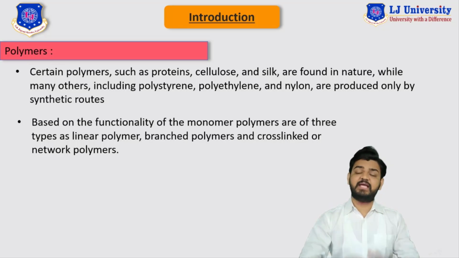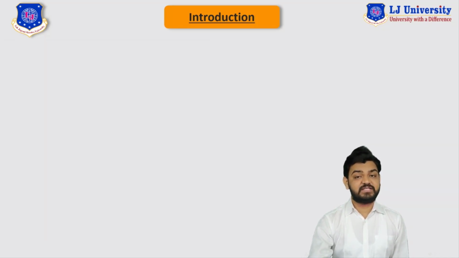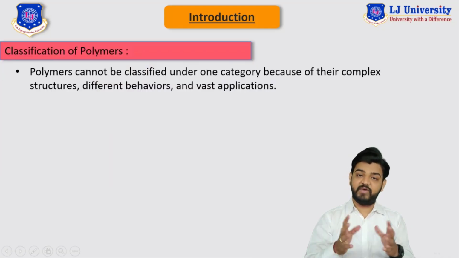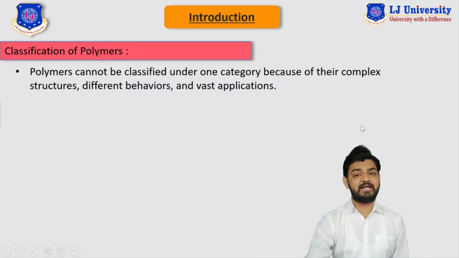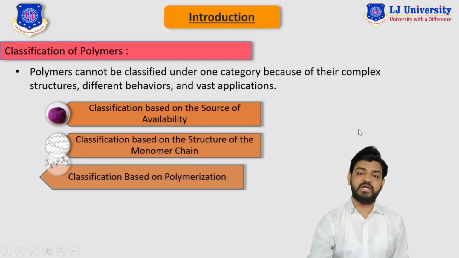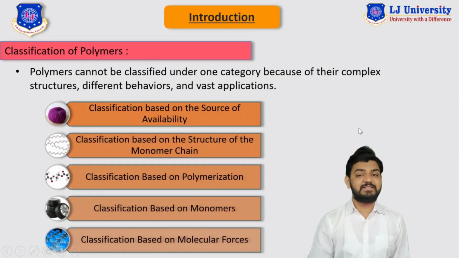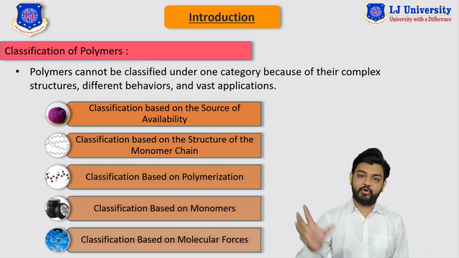Now, let me move to the most important question from this chapter for your university exam, that is the classification of polymers. We can classify polymers in a number of ways. Here you can see the list for the classification of polymers. Basically, polymers can be classified based on the source. Either they can be natural polymers or they can be synthetic polymers.